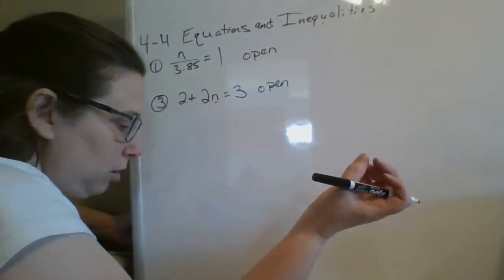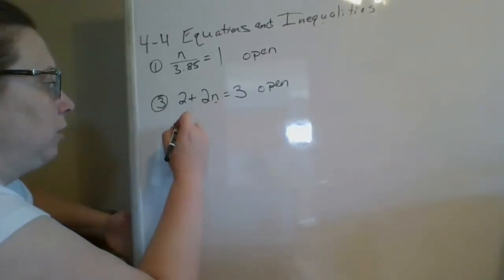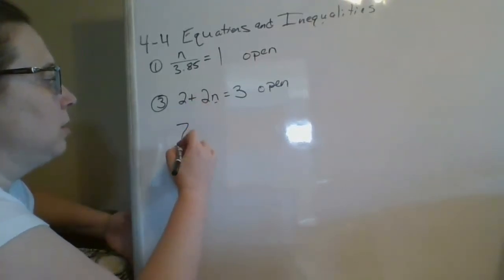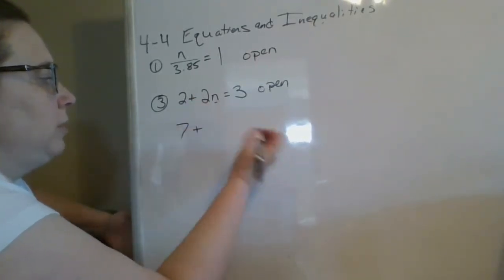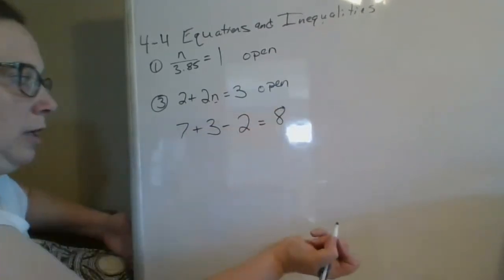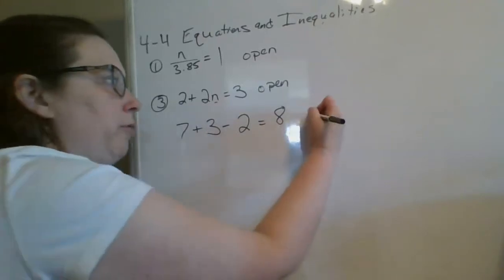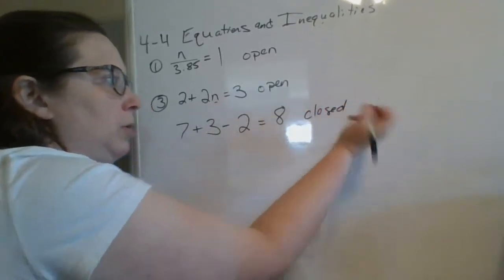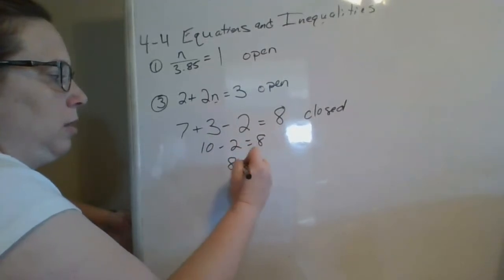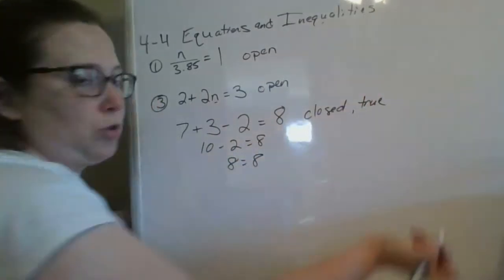Let me give you an example real quick of a closed statement in case you happen to get those in your evens. So if we said 7 plus 3 minus 2 equals 8. This would be closed because we have no variables here. So we would say closed, and then we would do the math, and 8 does equal 8, so we would say that it's true.